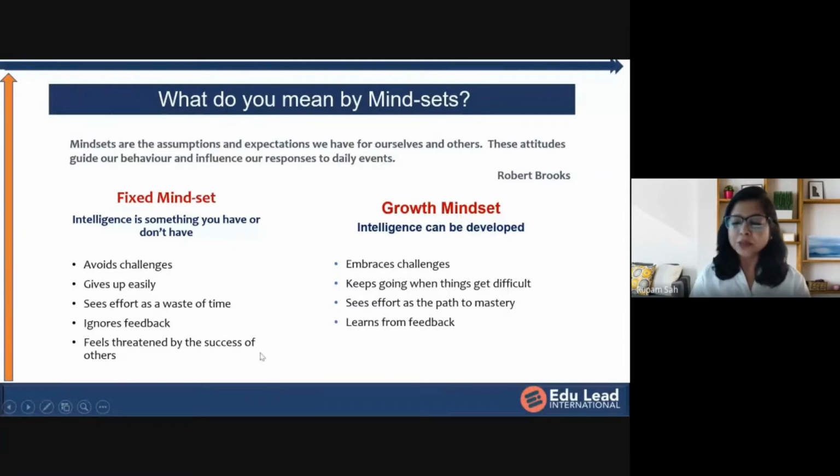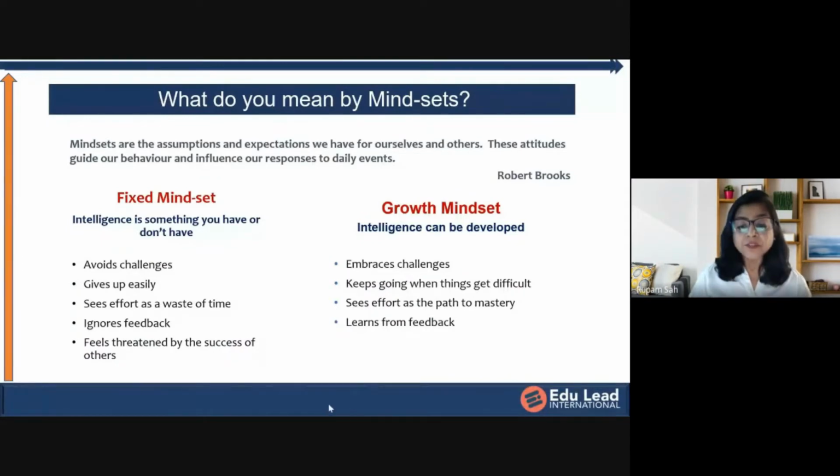Suppose there is a new teacher who walks in the staff room, and this new teacher instantly becomes popular inside the class and with the students. And you are an old teacher, and you are kind of not liking the instant success of this new teacher. So you will feel threatened by the success of others. Whenever you feel that, oh, this person has come, what will happen of me now? Maybe I'll become more insignificant or something, right? So whenever you're feeling threatened by somebody's success, that is fixed mindset.